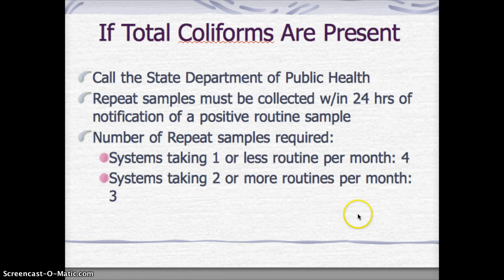So now, if you find out that you do have total coliforms present, you need to call the State Department of Health, Public Health, and repeat samples must be collected within 24 hours of notification of a positive routine sample. And now the number of repeat samples required, for systems taking 1 or less routine per month, would be 4 repeats, and systems taking 2 or more routine samples per month would be 3 repeat samples.